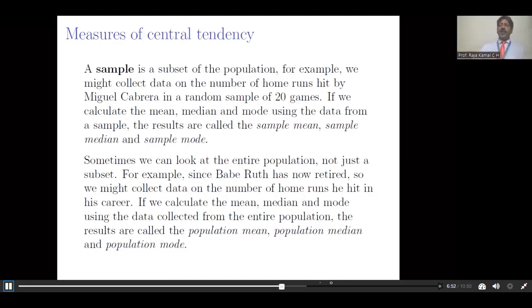And after collecting the data, we can apply the sample mean, we can apply the sample median, we can apply the sample mode to find out different things related to my basic purpose of collection of data.